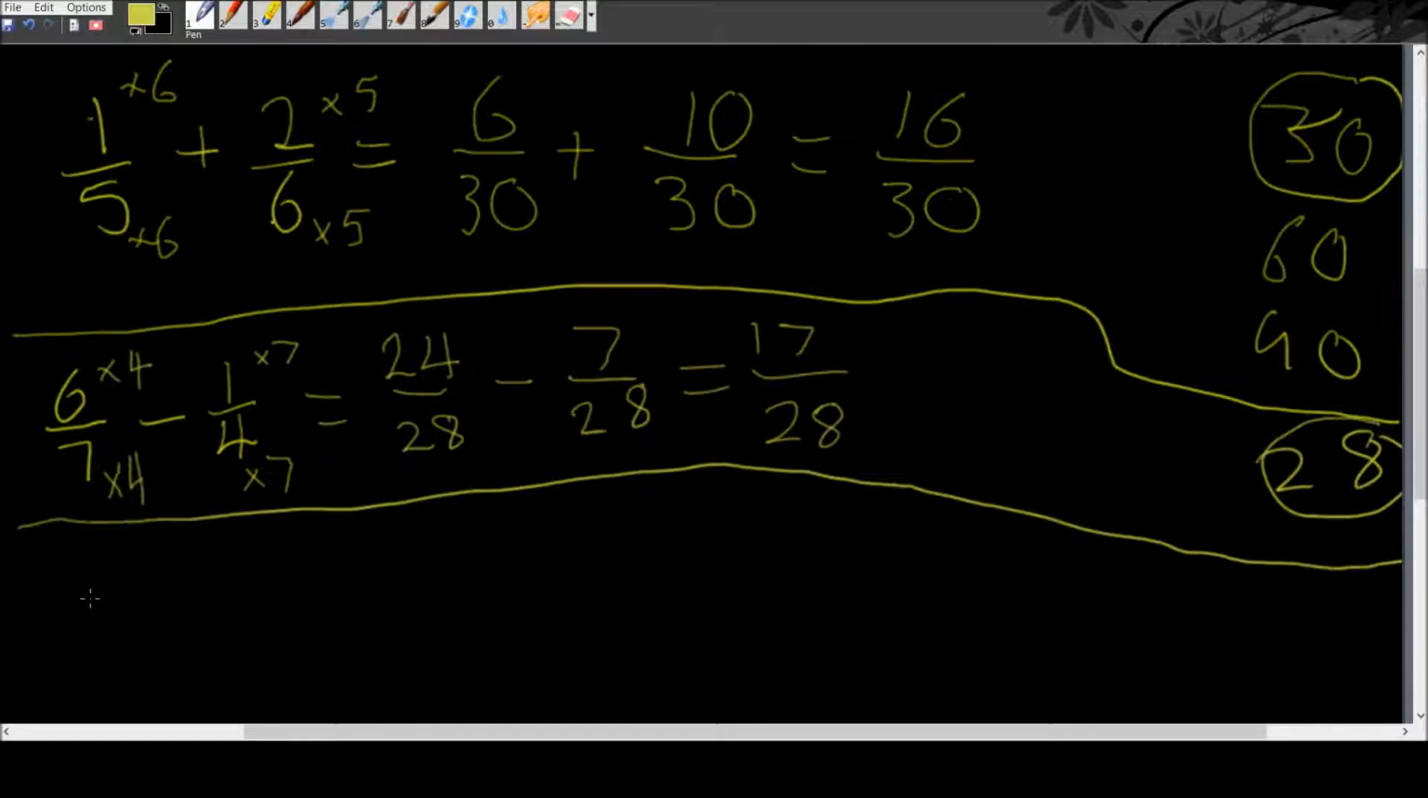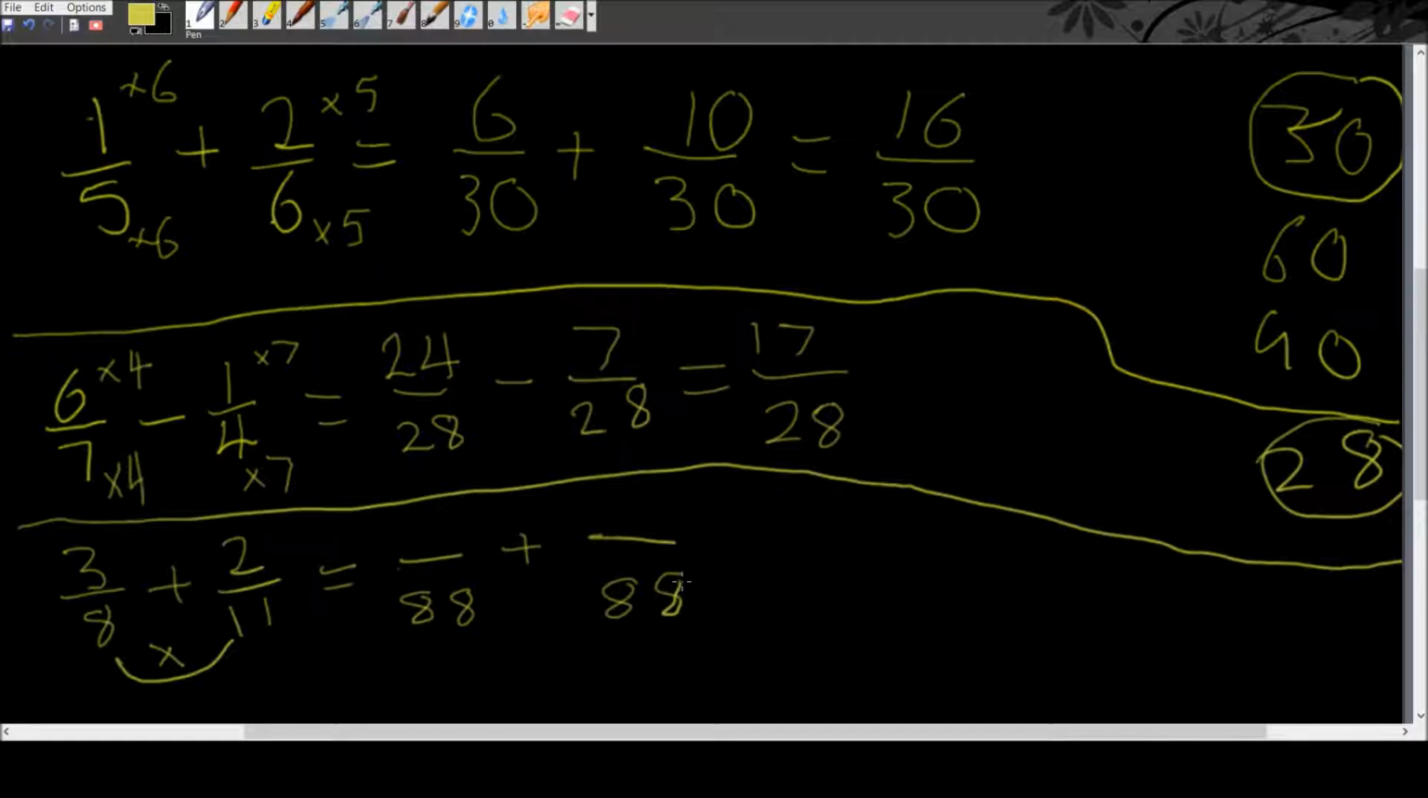So for example, if we're going to look at another fraction, let's just have 3/8 plus 2/11. If you want to, you can just basically times the two bottom numbers together. So these two numbers, you can times them together. So 8 times 11 will give you 88. So there's an 88 there, and there's also an 88 there, okay?